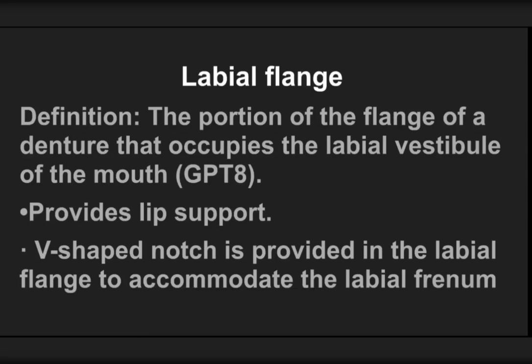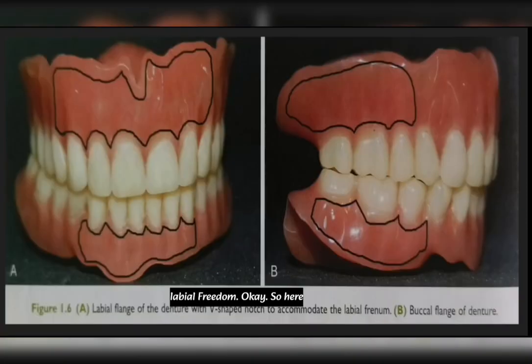A V-shaped notch is provided in the labial flange to accommodate the labial frenum. Here you can see the labial flange of the denture with the V-shaped notch, the V shape that is to accommodate the labial frenum.